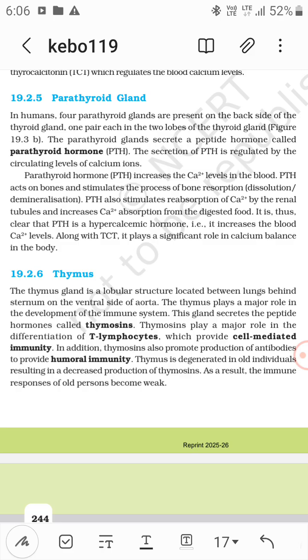Also, it stimulates reabsorption of calcium by the renal tubules and increases calcium absorption from the digested food. Okay, so it is a hypercalcemic hormone. Hyperglycemic is glucagon, hypoglycemic is insulin. So hypercalcemic, PTH. Along with TCT, it plays a significant role in calcium balance in the body.